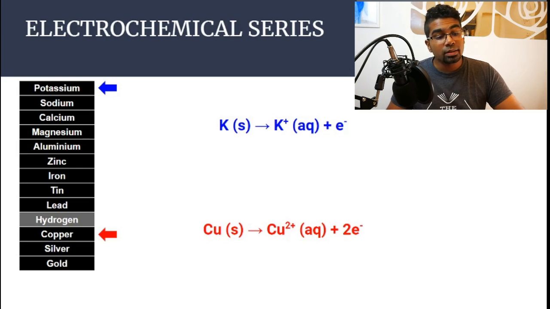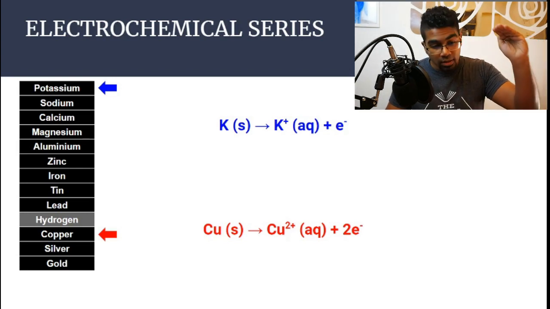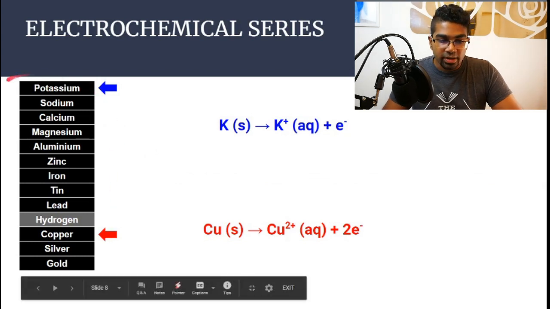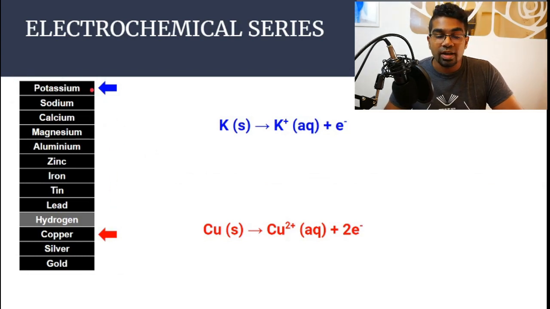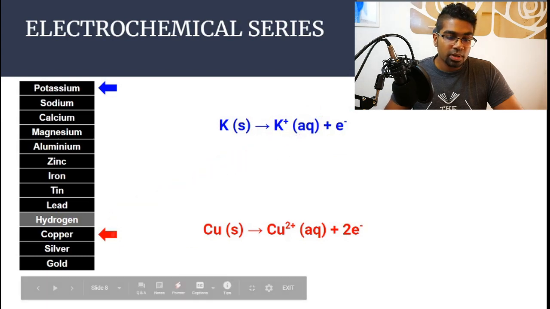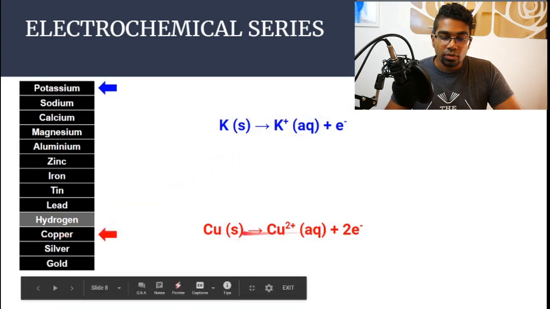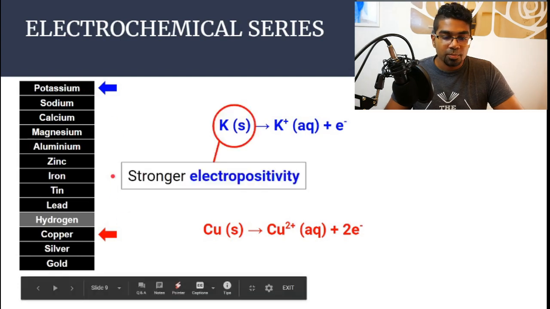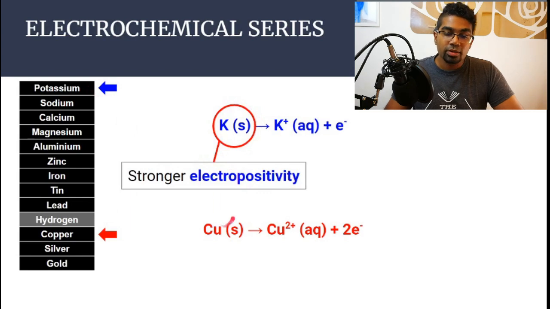So let's compare a metal at the top of the table with a metal on the lower position of the table. Let's compare potassium with copper. So potassium is right up here. It is the most electropositive element in this electrochemical series. So potassium would donate 1 electron to form K plus ion, and copper is at the bottom here. Copper would donate 2 electrons to form copper 2 ion. Since potassium is at a higher position than copper, potassium is more electropositive than copper. So potassium metal has a stronger electropositivity compared to copper.